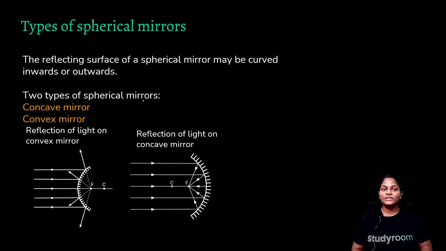Now, what are the types of spherical mirrors? I also covered this in the last part of the video, but I will do it again. Now, there are two types of mirrors as it is given here. One is concave mirror and the other is convex mirror.